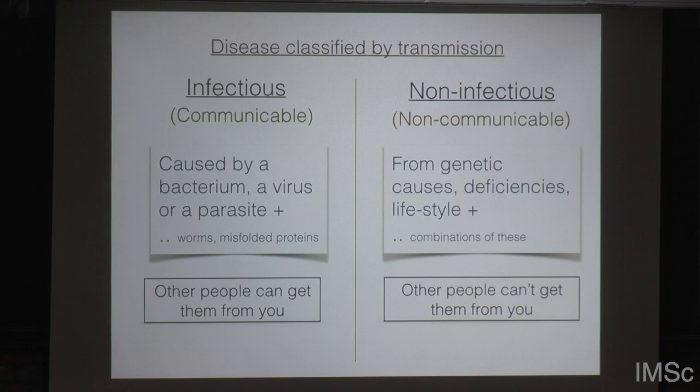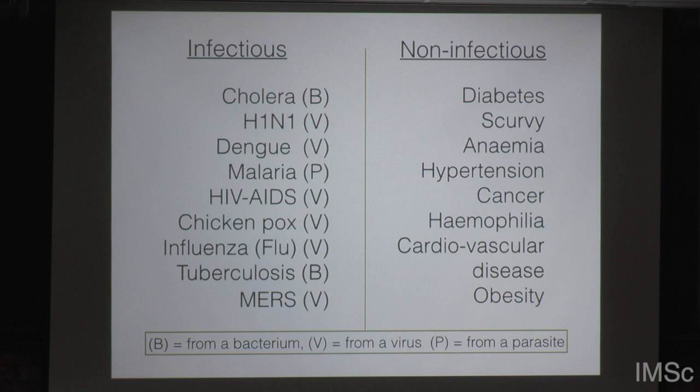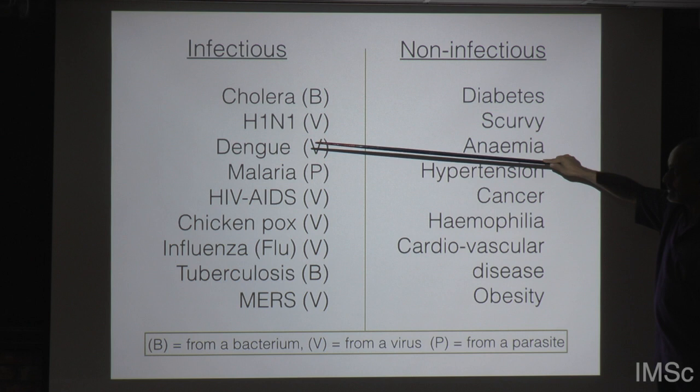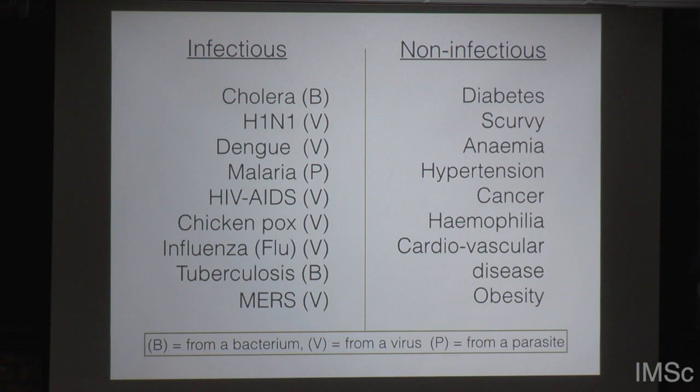Okay? So very quickly, infectious and non-infectious diseases: these are caused by bacteria, virus or a parasite. Other people can get them from you and other people can't get them from you. Here is a list. We said cholera is a bacterium, H1N1 is viral, dengue is viral, malaria is a parasite, HIV/AIDS is a viral disease, chickenpox is a viral disease, influenza is a viral disease again, tuberculosis is a bacterial disease, MERS is a viral disease, Ebola is a viral disease again.